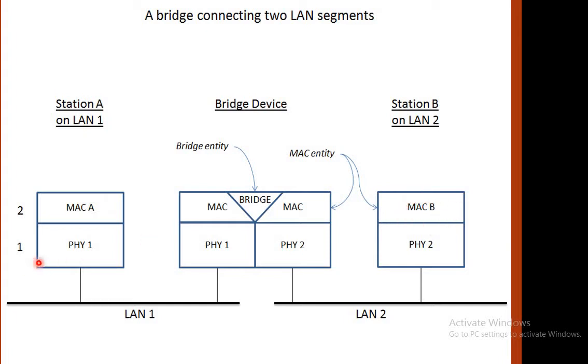Now if your first station wants to communicate with the second device, it will send the data to the bridge along with the MAC address. The bridge has the MAC addresses of all the devices connected in that network, so it will check the MAC address and then transfer. It will first make a connection between device A and device B, and once the connection is established, they will transfer the data. In this way the communication takes place using a bridge.